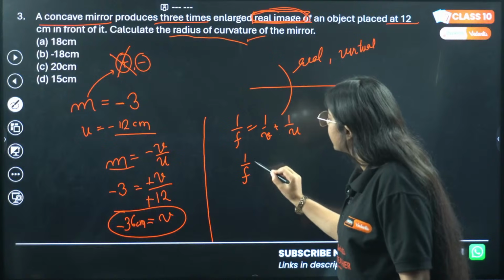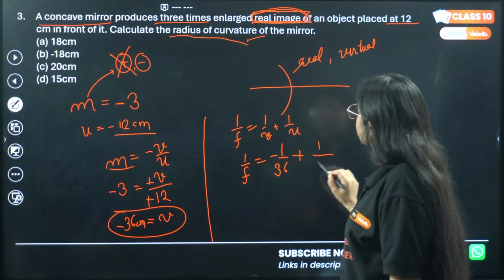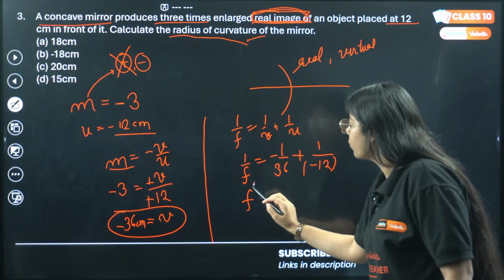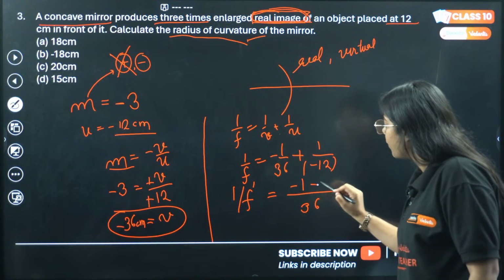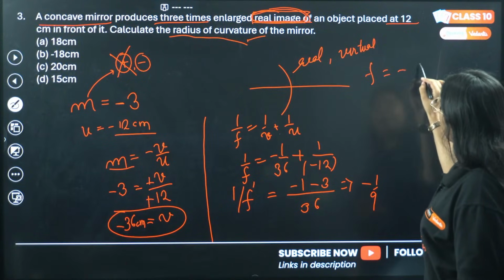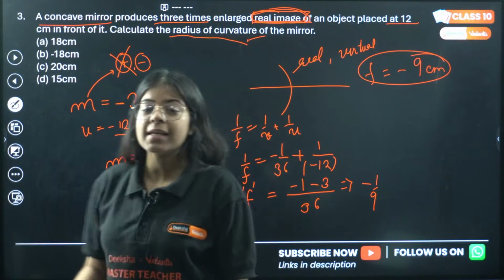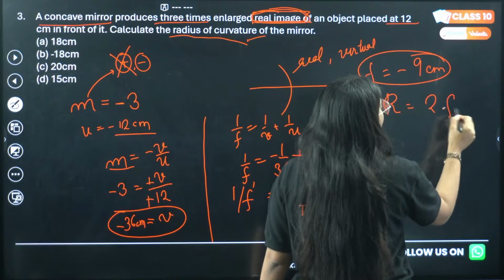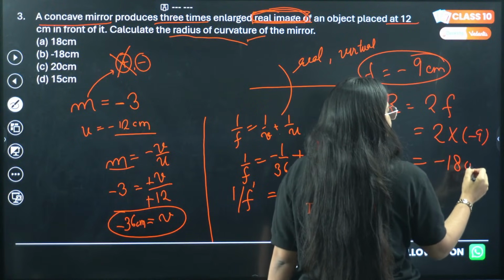So 1 by f equals 1 by minus 36 plus 1 by u, which is already given, that is minus 12. Correct? So 1 by focal length from here will be, over 36, this will be minus 1 minus 3, so this will be minus 1 by 9. So my focal length will be minus 9 centimeter. Correct? Understood? Focal length is minus 9 centimeter and radius of curvature is just twice the focal length. So 2 into minus 9 will be minus 18. Correct?